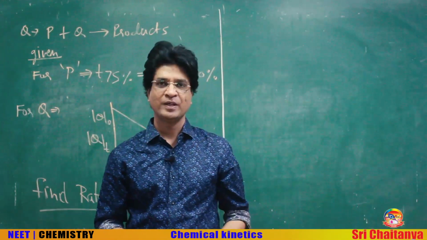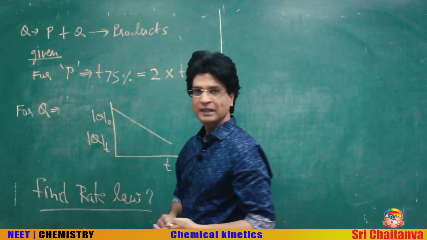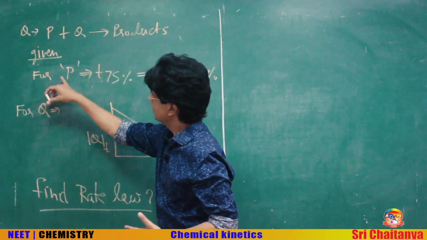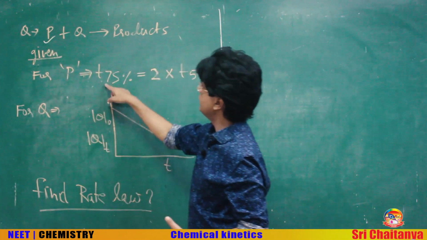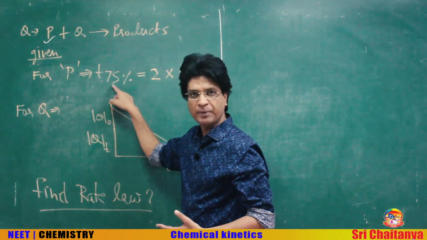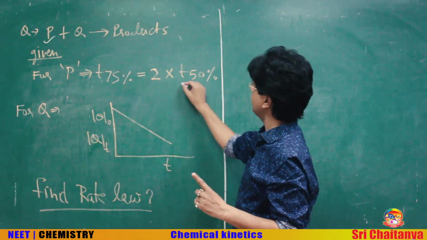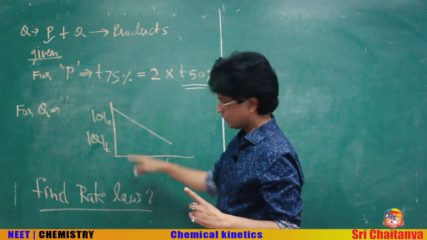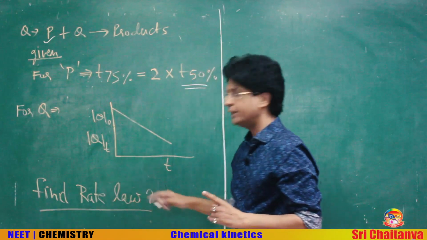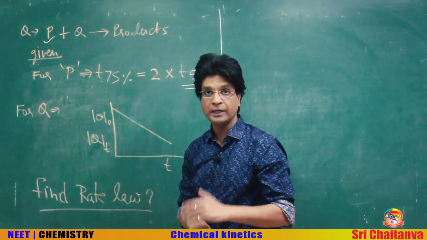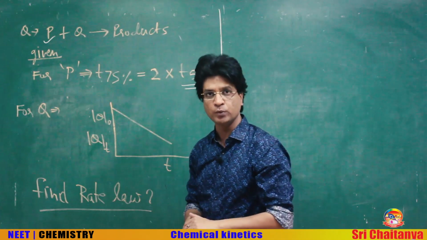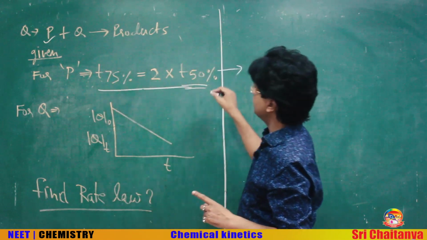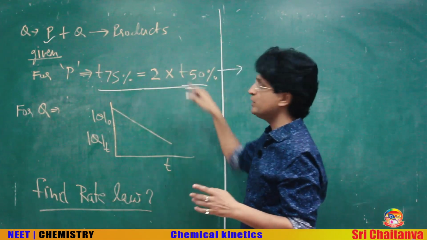Okay, students, this is a very interesting question, and they have given you a reaction. P and Q are reacting to give products, and they have given that for P, the time taken to complete 75% of the reaction is double the time taken to complete 50% of the reaction. For Q, the graph is given with respect to time. They are asking to find the rate law. To find the rate law, I have to know the order of reaction with respect to P and Q. So see, now for P, you have seen that 75% of the reaction will require twice the half-life.